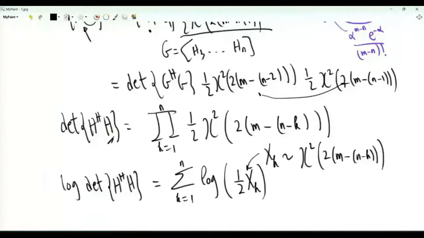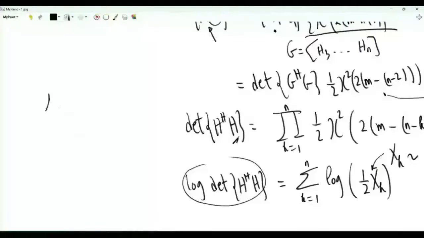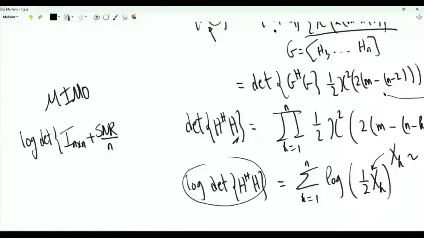Before proceeding, let's make a digression to see one context in which this quantity appears. Suppose that we are studying the instantaneous capacity of a MIMO system. This is given by the logarithm of the determinant of I n by n plus SNR over n. Here n will be the number of transmit antennas. SNR is the average signal-to-noise ratio per receive antenna. Then we have H Hermitian H. The assumption here is that the transmit covariance matrix is identity.